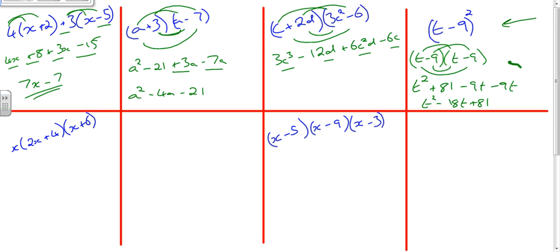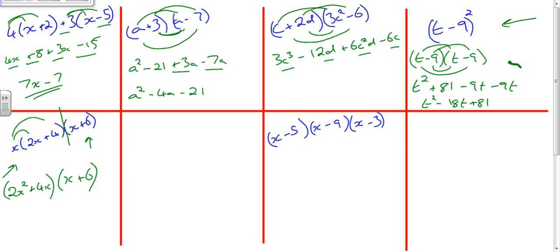And then we've got something a little bit trickier again. So we've got 3 things that we're multiplying. So if we just ignore that bit here for a second and just concentrate on this bit. So we're going to do x times 2x and x times 4. So if we do that, we get x times 2x is 2x squared. x times 4 is going to be plus 4x. And we're going to put that back in brackets, and then we're going to multiply it by the other set of brackets, which is x plus 6.